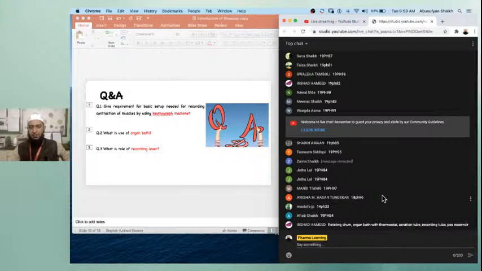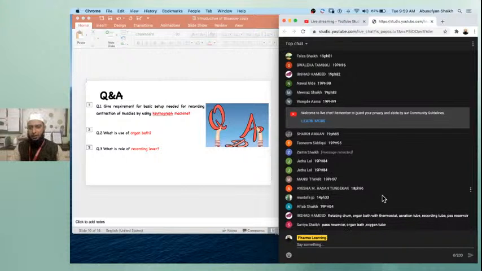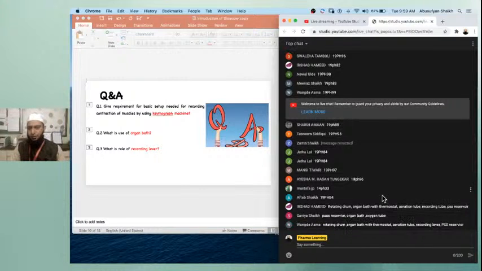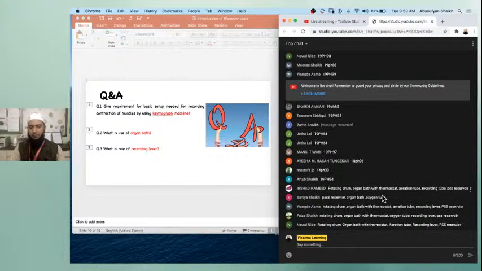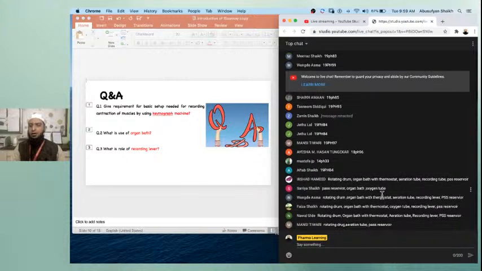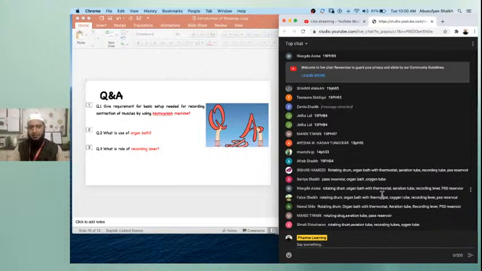Irshad has mentioned it is rotating drum, organ bath with thermostat, aeration tube, recording tube, and PSS reservoir. Very nice, Irshad. You have summarized all the requirements which are needed for doing the experiment on the chemograph machine. Very nice. Sania has also written the answer.